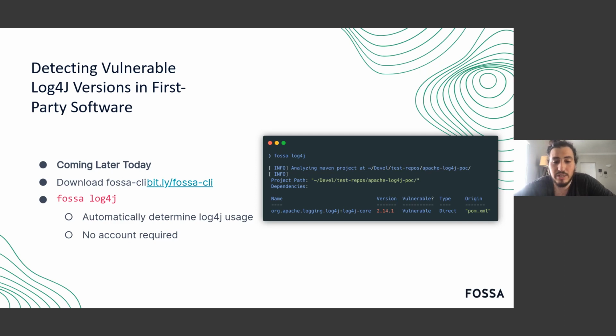It is worth mentioning that later today, we are going to have a dedicated command for detecting Log4j and vulnerable versions within your software. You will be able to do this by going to FOSSA CLI and downloading. If you do it now, you'll just have to upgrade. It comes with the script. And all you'll need to do is run FOSSA Log4j, and it will determine if you are using Log4j in a vulnerable version, and it will tell you how you get to that vulnerability. You do not need an account for any of this, and I want to stress that. This isn't really a sales pitch here. We're trying to make sure the world is safe.